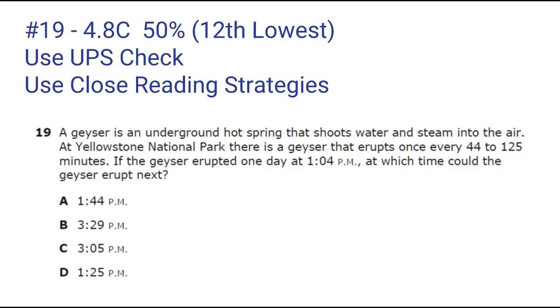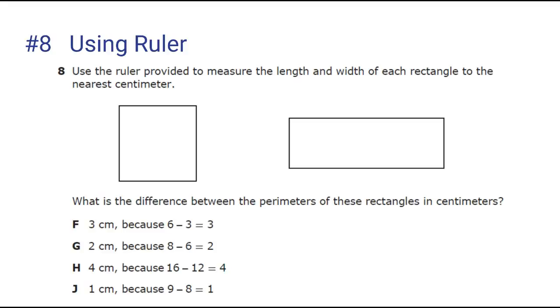I also want you to notice these items. Use UPS Check. We've learned a lot about close reading strategy. With close reading strategies for math, you can use the annotation part of it to understand the question in UPS Check. So you might have the kids just highlight or underline some important information. Don't underline the whole question, just the parts that they really need. Also, using your reference chart is really important. As you can see on number 8, they did use the ruler.